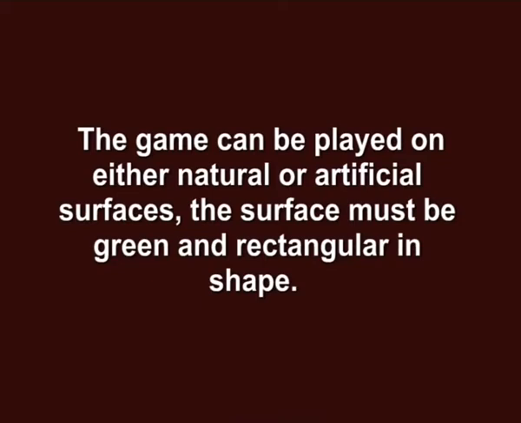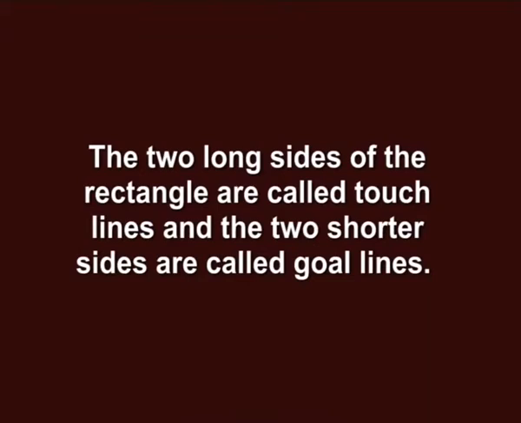Next is the rules of football. What are the rules required for this game? There are 17 laws in total. Each one is briefly summarized. The first is field of play. The game can be played on either natural or artificial surface. The surface must be green and rectangular in shape. The two long sides of the rectangle are called touch lines and the two shorter sides are called goal lines.